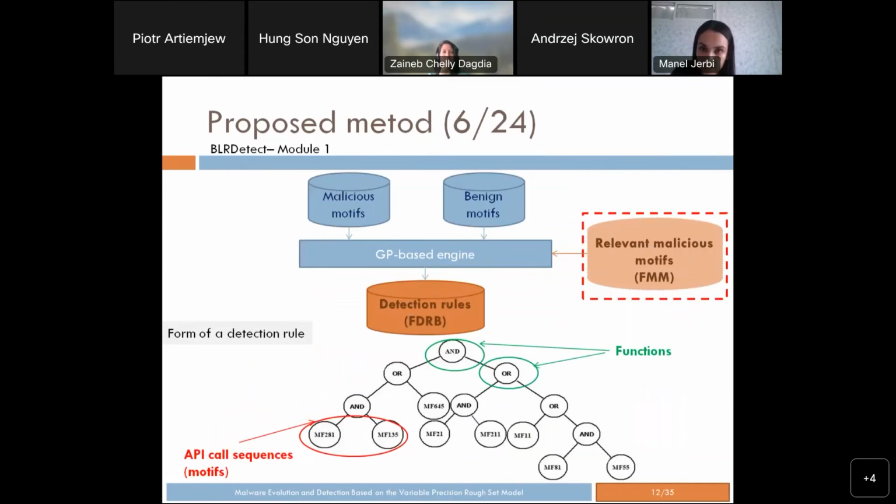So more precisely, in the first layer, detection rules are generated. A detection rule is a solution of the genetic programming algorithm and can be represented as a tree where the leaf nodes are API call sequences or motives, and the internal nodes are functions belonging to the connective set, AND or OR logical operators.